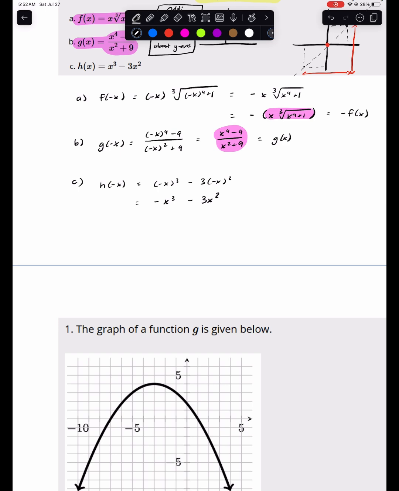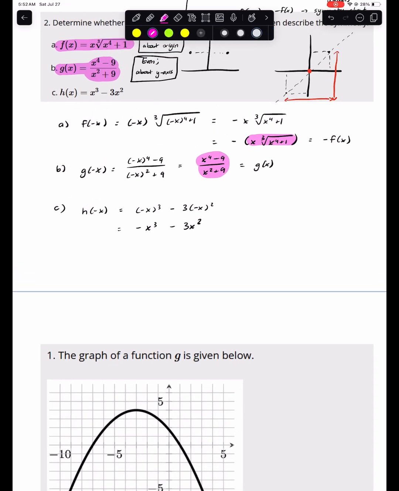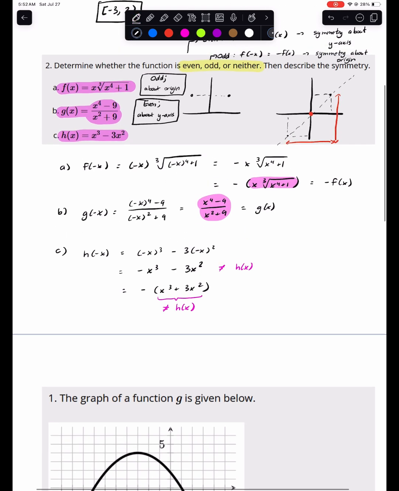And we can see that our function doesn't show up at all, right? In its current state, it's not equal to the function. And if we took out the negative, we get x cubed plus 3x squared. And this inside part is not equal to h of x, and this right here is also not equal to h of x. That means we don't have any symmetry, so it's not odd or even. So this one is neither odd nor even. And that is question 2.